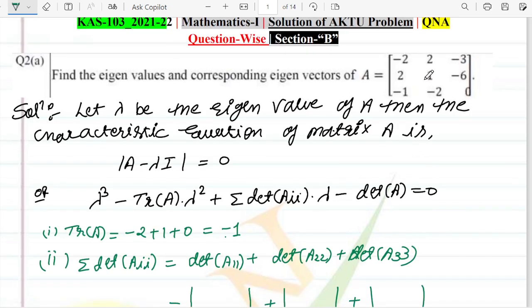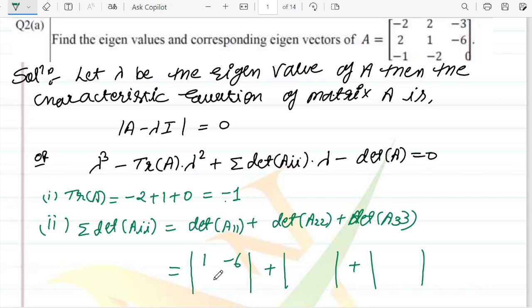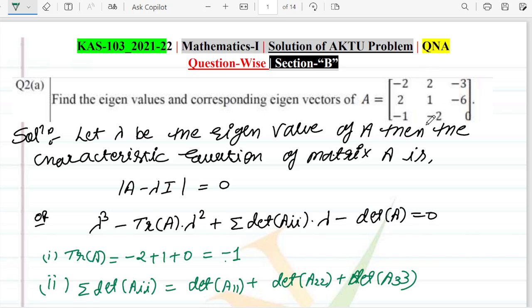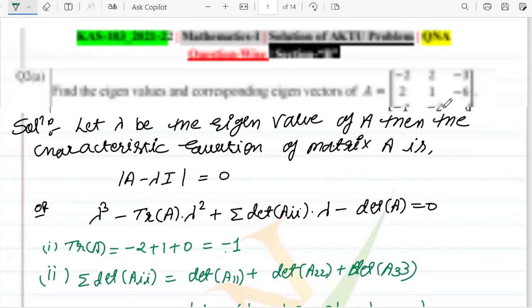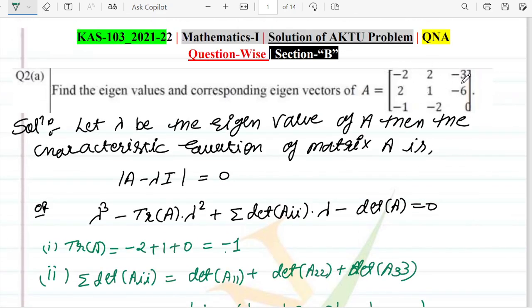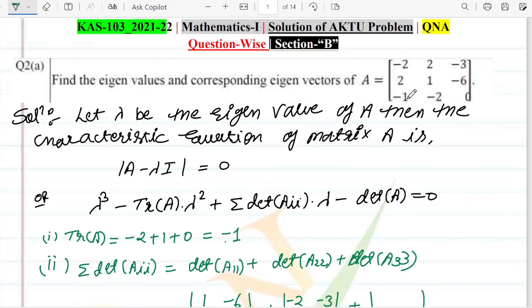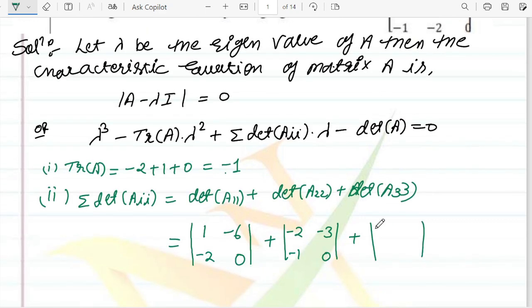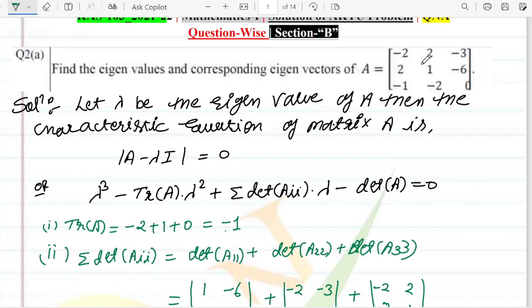Now hiding 1 1, that is 1 minus 6, minus 2 0. Now hiding 2 2, that is hide this row and this column: minus 2 minus 3, minus 1 and 0, right. Now hiding 3 3, this row and this column, that is minus 2 2 and 2 1, right.